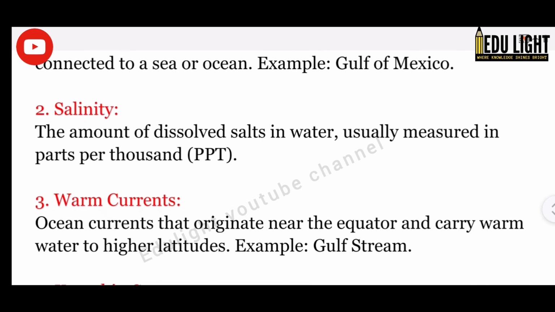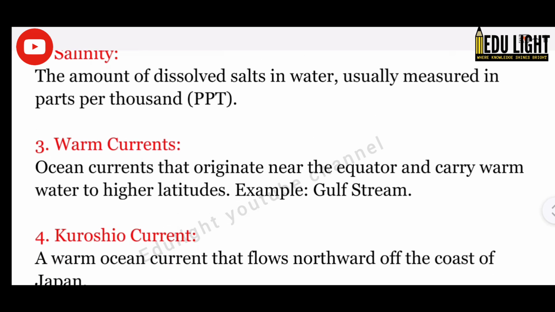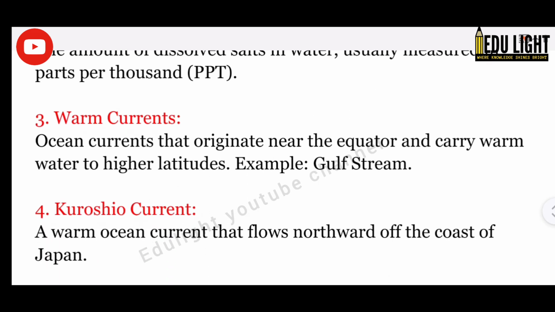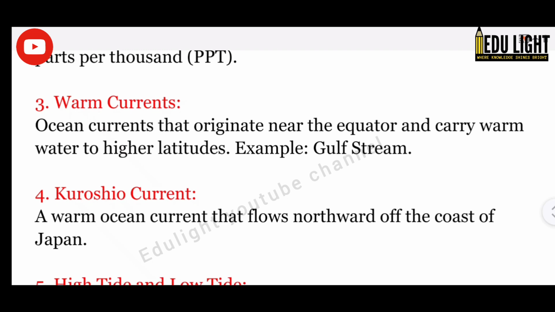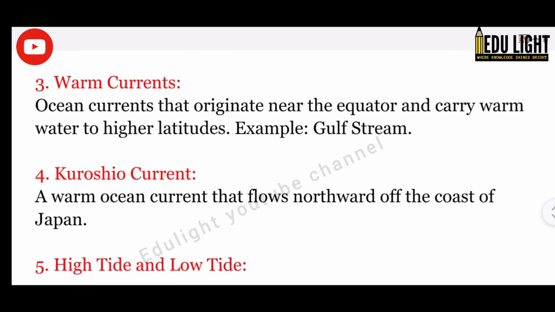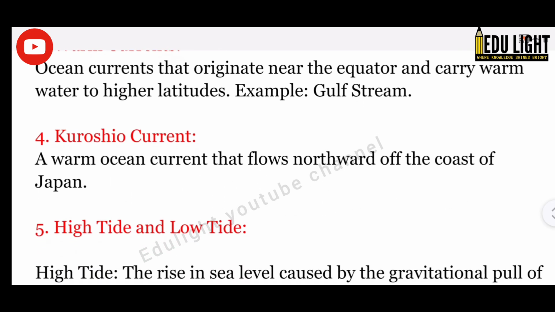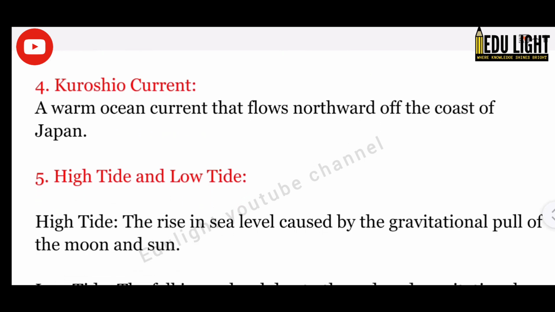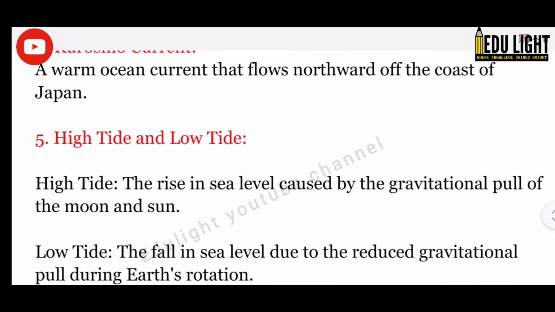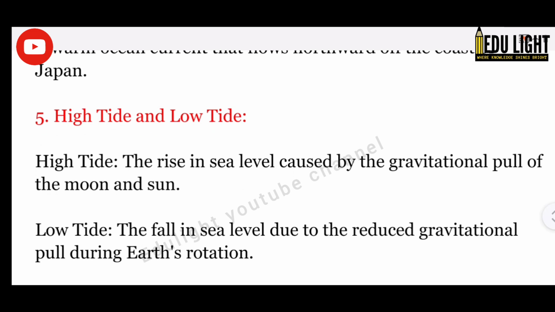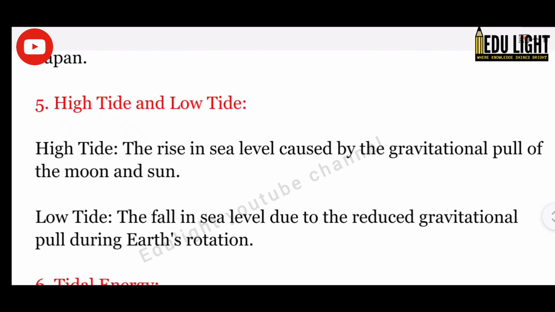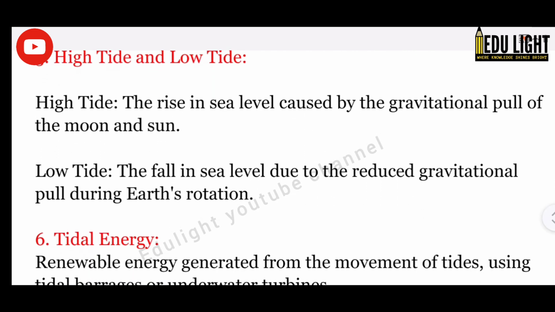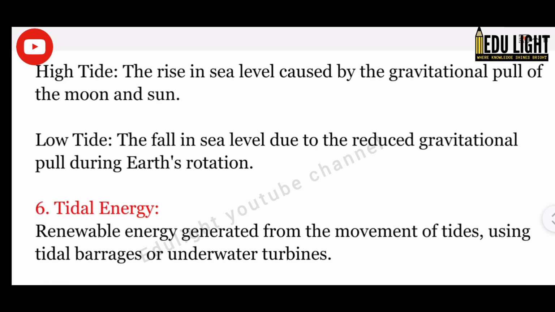3. Warm currents. Ocean currents that originate near the equator and carry warm water to higher latitudes. Example, Gulf Stream. 4. Kuroshio current. A warm ocean current that flows northward off the coast of Japan. 5. High tide and low tide. High tide. The rise in sea level caused by the gravitational pull of the moon and sun. Low tide. The fall in sea level due to the reduced gravitational pull during Earth's rotation.